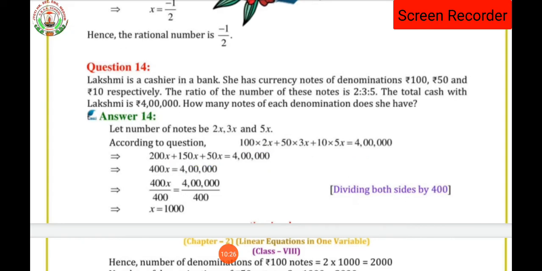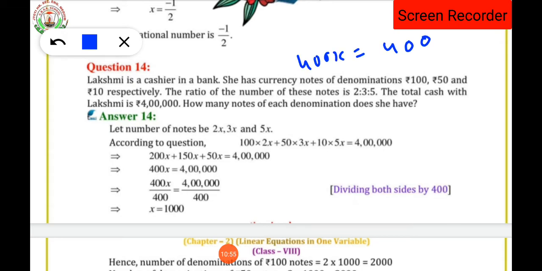Now as we know, the addition of the numbers: 100 into 2x will become 200x, plus 50 into 3x will become 150x, plus 10 into 5x will become 50x. Okay, now 200 plus 150 plus 50, so 150 plus 50 will become 200 itself. Now 200x plus 200x will become how much? 400x is equals to rupees 4 lakh.